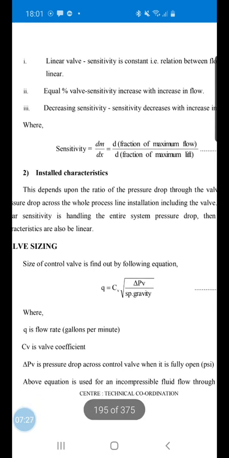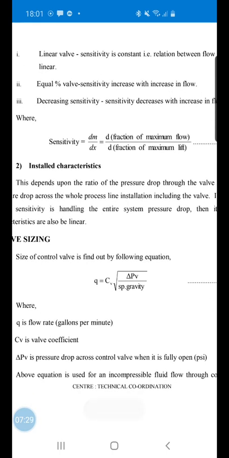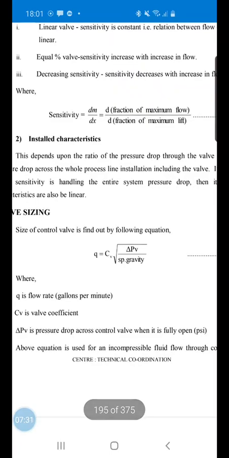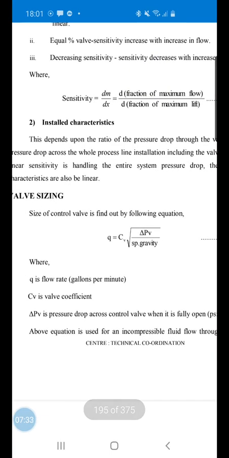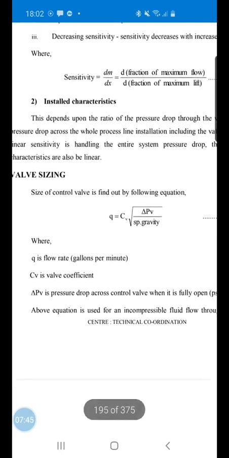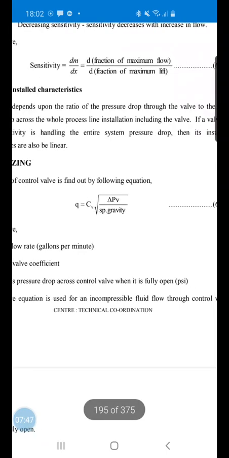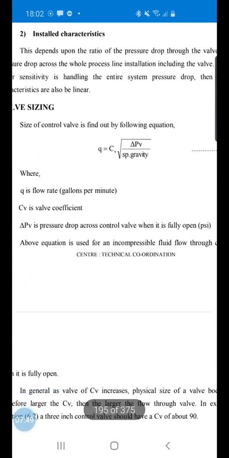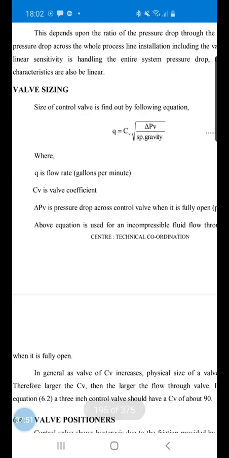Whereas installed characteristics depend upon the ratio of the pressure drop across the valve to the pressure drop across the whole process line installation including the valve. So it is the ratio of pressure drops that is given by the installed characteristics. If the linear sensitivity handles the entire system pressure drop, then the installed characteristics can also be linear.